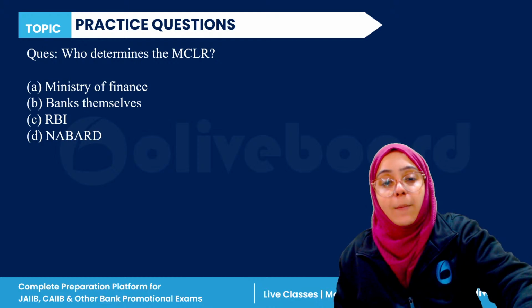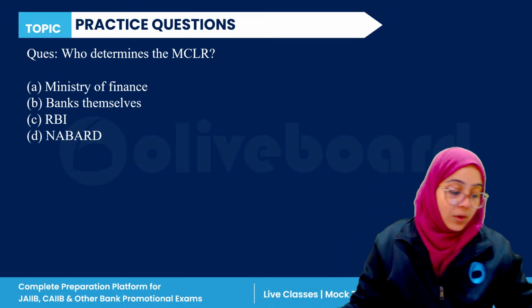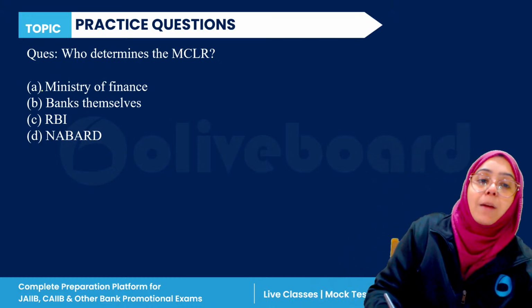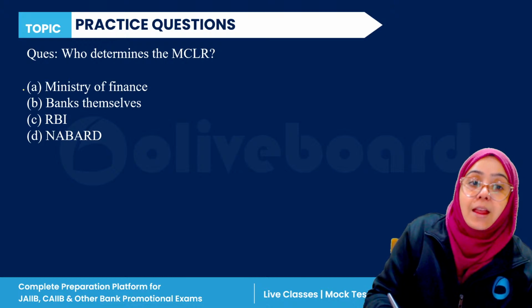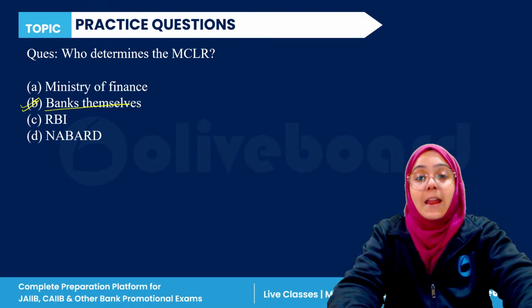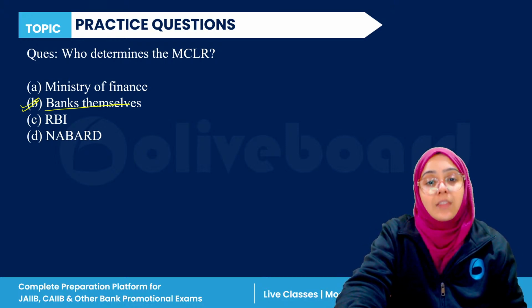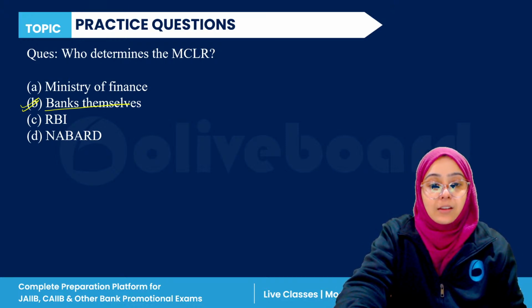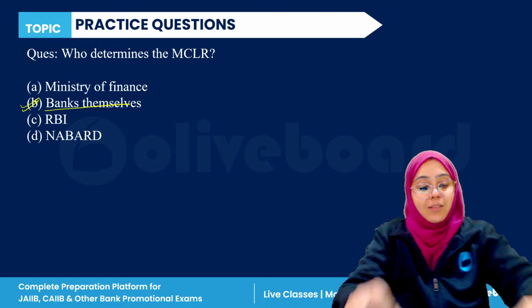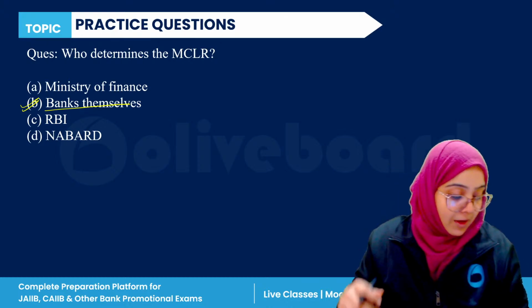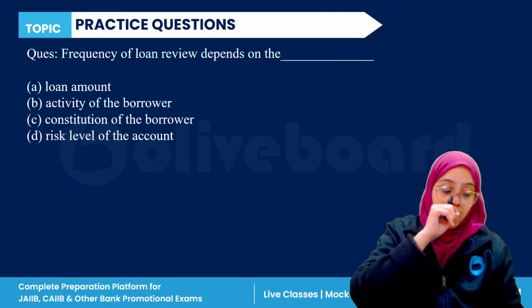Okay, so who determines the marginal cost lending rate? The marginal cost lending rates are decided by the banks themselves. So B is the correct answer here. Done, everyone? Okay, next question.